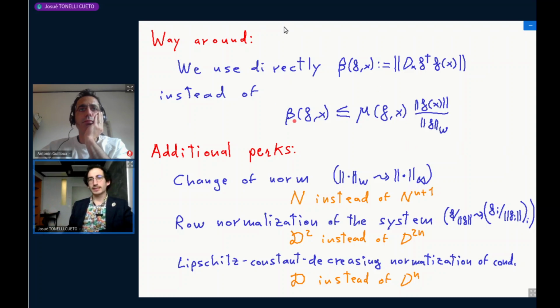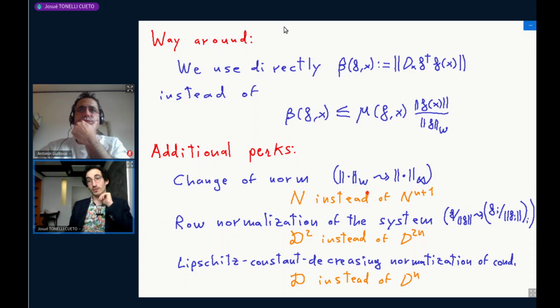So this is essentially the core of it. Instead of using an upper bound of beta, we should use beta directly. A way of thinking intuitively about beta is that this is the length of a Newton step. So this is how much Newton's method moved to the next iteration. And then there are some additional perks in this, which will be a change of the norm.